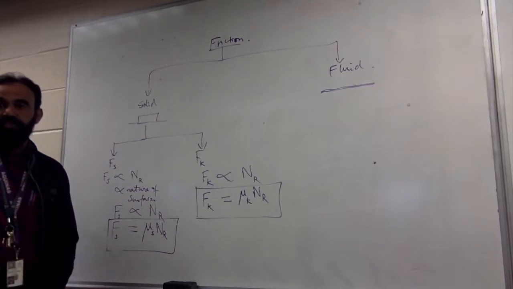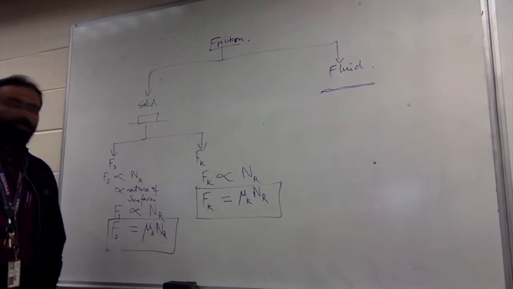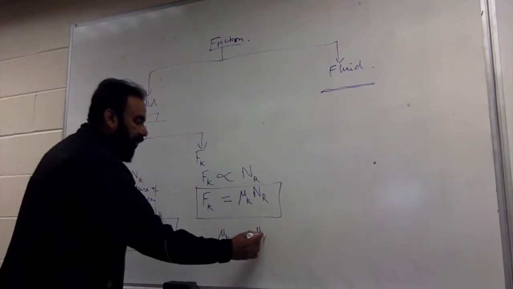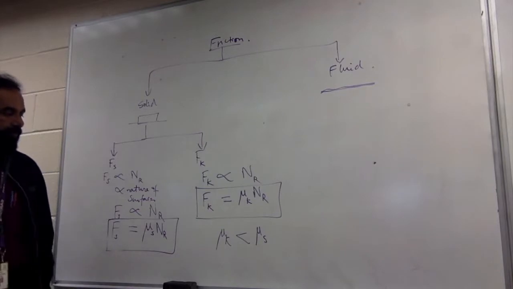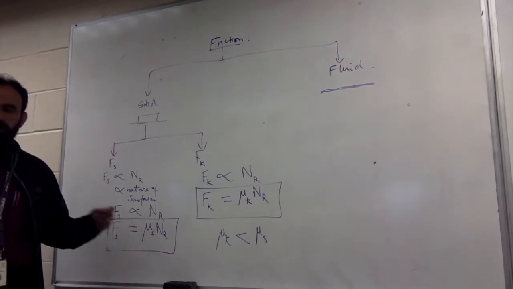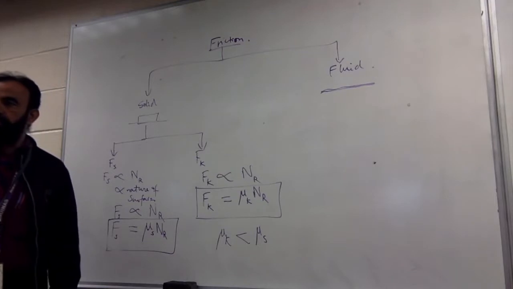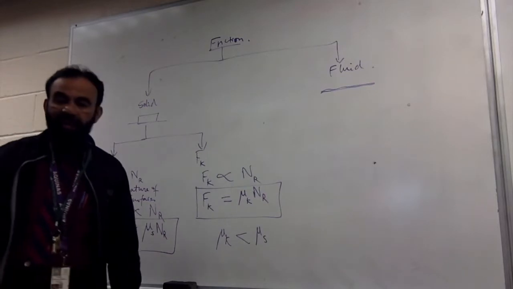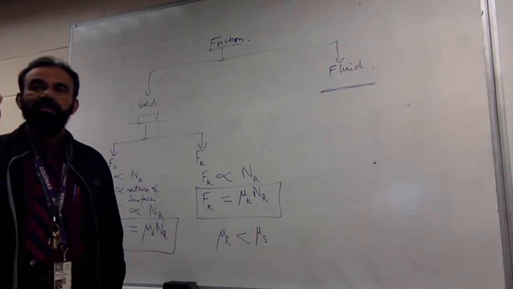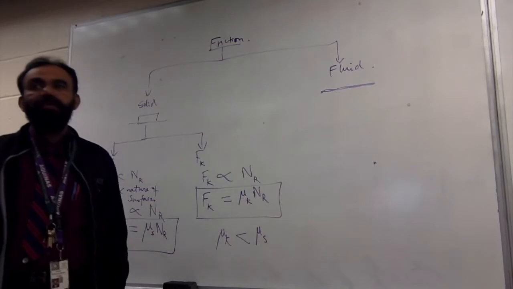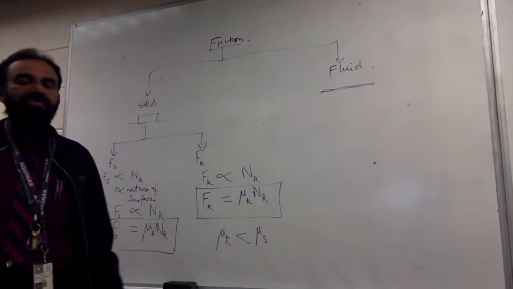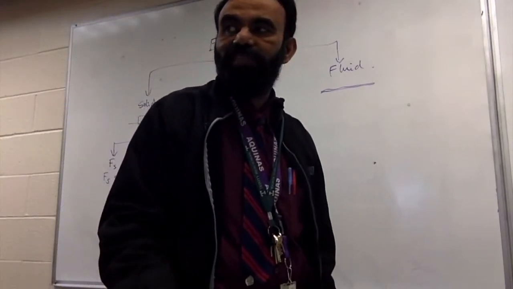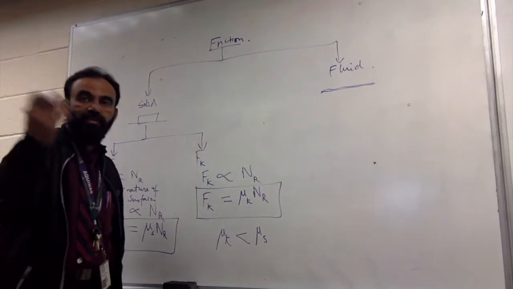The coefficient of kinetic friction between the book and the table will be smaller than mu s. So in our example for static friction, how much was the force needed to get it going? How much was the friction? 15 newtons. But after it starts slipping, if I want to maintain a constant velocity, I need to just apply 10 newtons. See? I need to apply only 10 newtons and it keeps going. That means what is the kinetic friction? It will be 10 newtons.